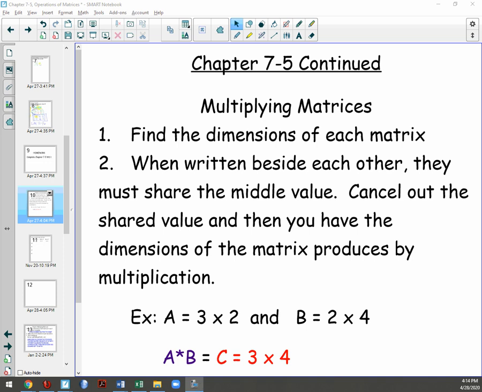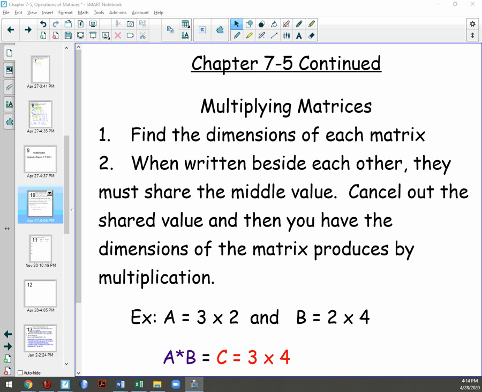Okay, so we did chapter 7.5, worksheet 1. Now we're going to continue on. In worksheet 1, we added and subtracted and multiplied by a scalar, and we identified dimensions and elements and things of that nature. Now, in this section, we're going to multiply matrices.